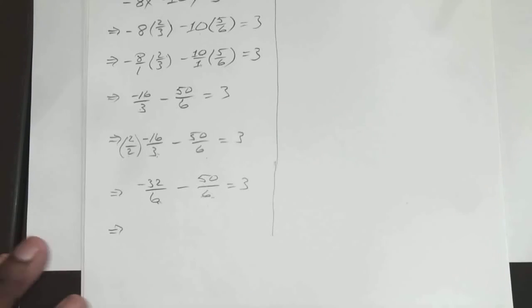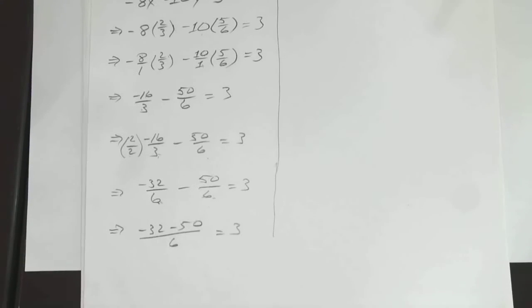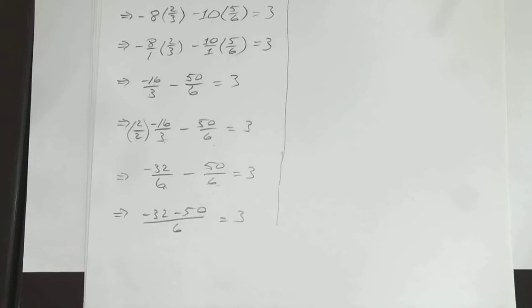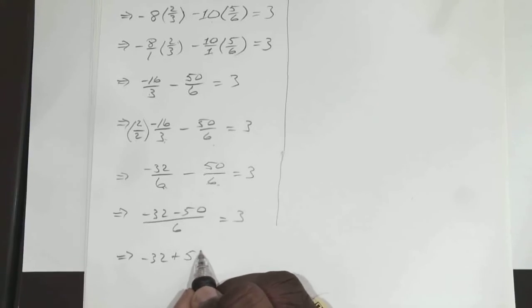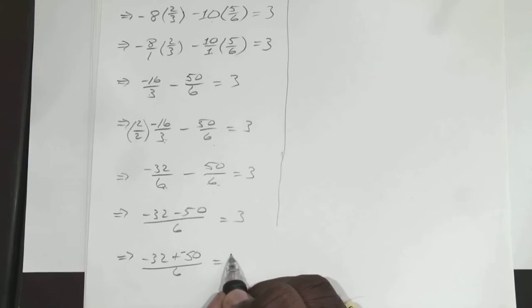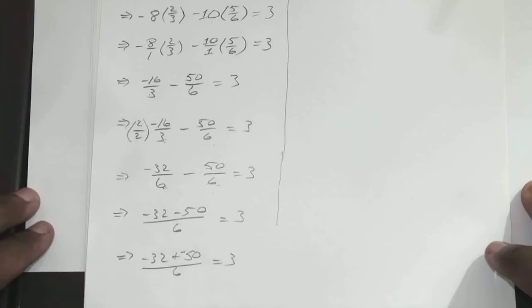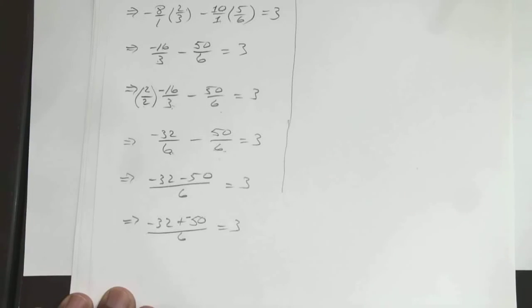Okay, so since you have the same denominator, we can go ahead and combine those two. Okay, so we have negative 32 minus 50 over 6 equals 3. You can make that plus negative 50 if you wanted to. Okay, so that, let me move this up a little bit. That should give us negative 82 over 6.